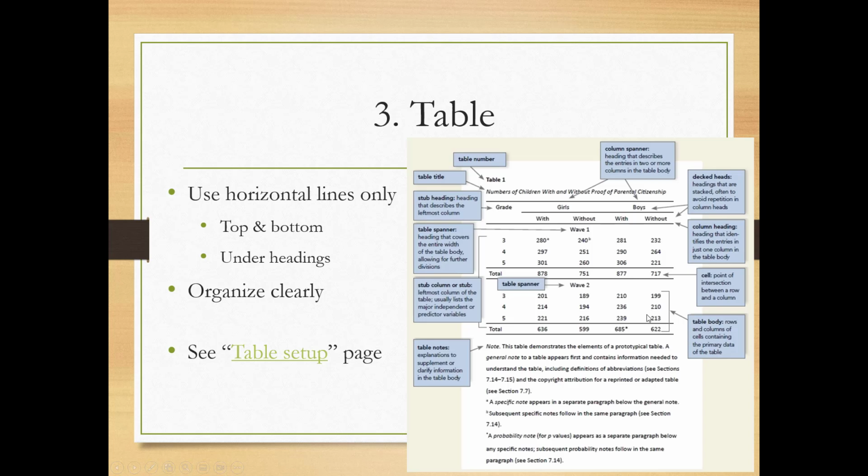But the main point is to make sure that your data are organized clearly and are easy to read. And for specifics, you can read the APA style blog table setup page, which is linked out in this lesson. And so I do encourage you to look over that, make sure that you understand what type of information is laid out there, and then go back and refer to those details when you're actually writing your table.